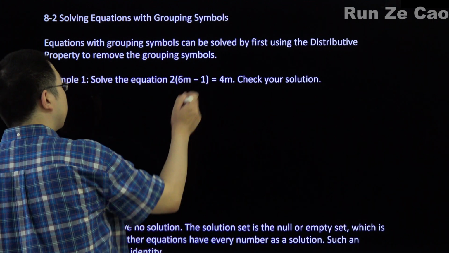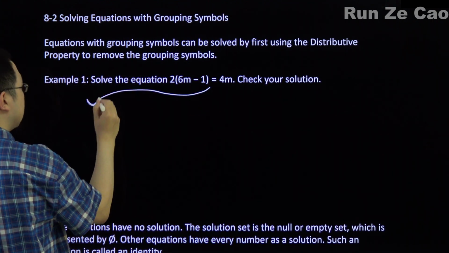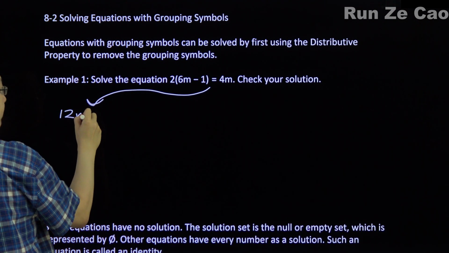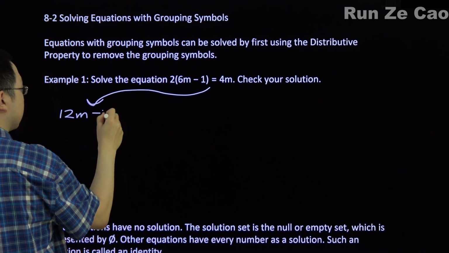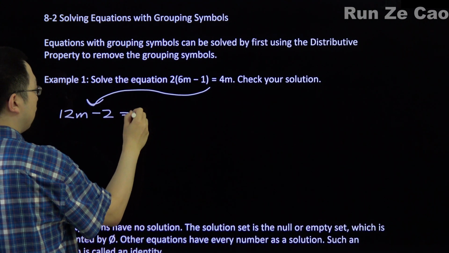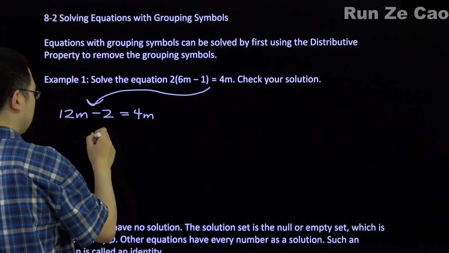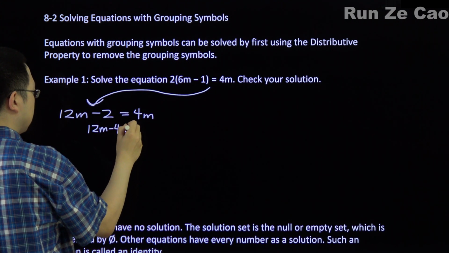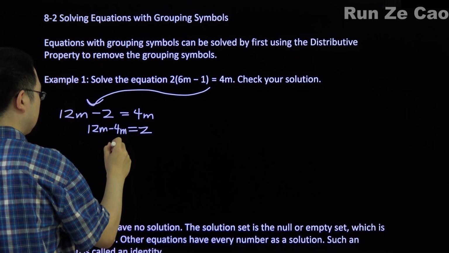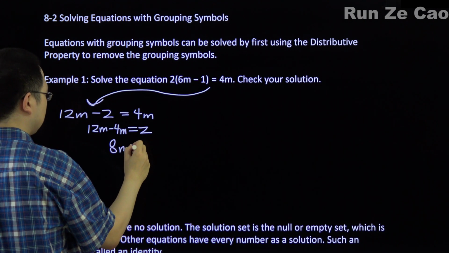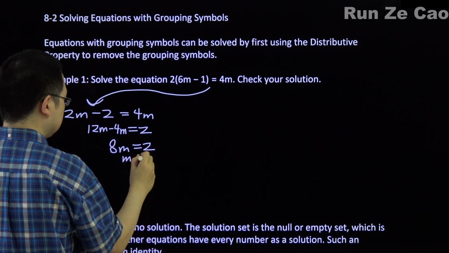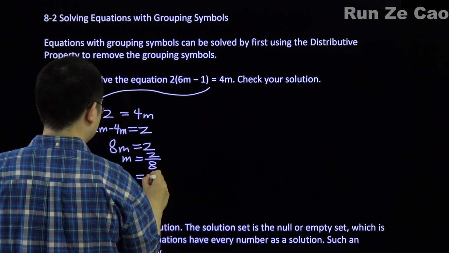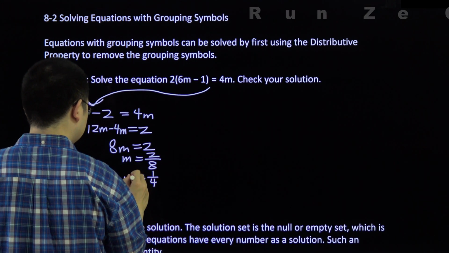How? Well, okay, one way is 2 times 6m is going to be 12m. 2 times negative 1 minus 2 is equal to 4m. So 12m minus 4m is equal to 2. So 8m is equal to 2. m is equal to 2 over 8, which is equal to 1/4.